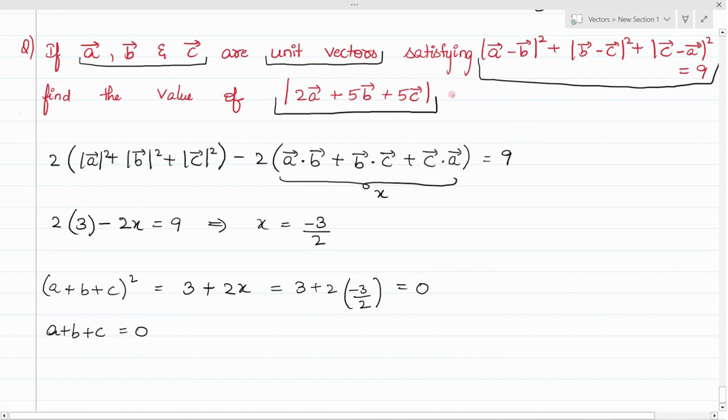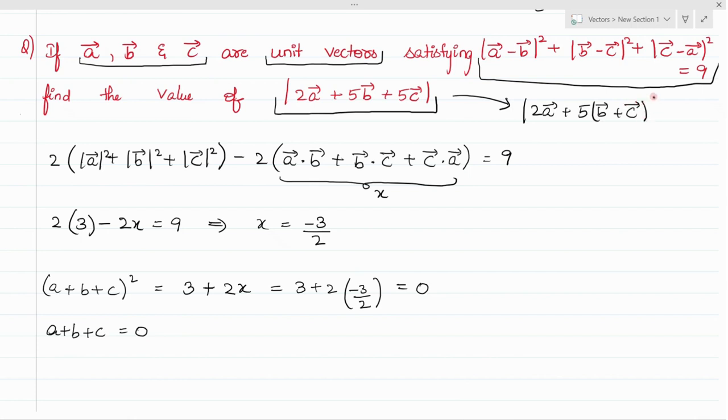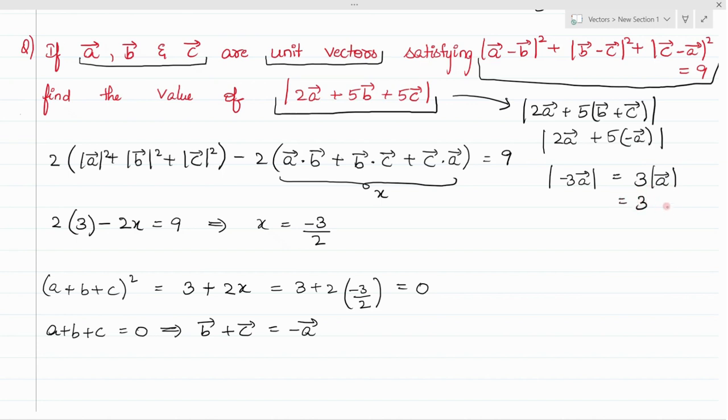If you observe, here it is 2A plus, if you take 5 common, it is B plus C. So from here, we can write B plus C as minus A. Just substitute here, you will get 2A plus 5 times of minus A. It becomes mod of minus 3A, that is 3 times of mod A. Magnitude of A is nothing but 1. So 3 is the required answer to this question.